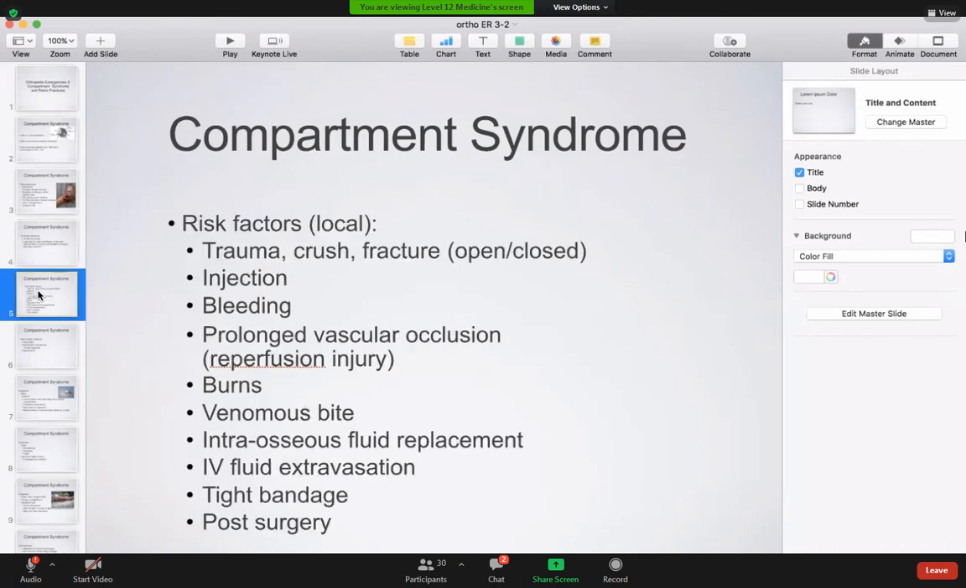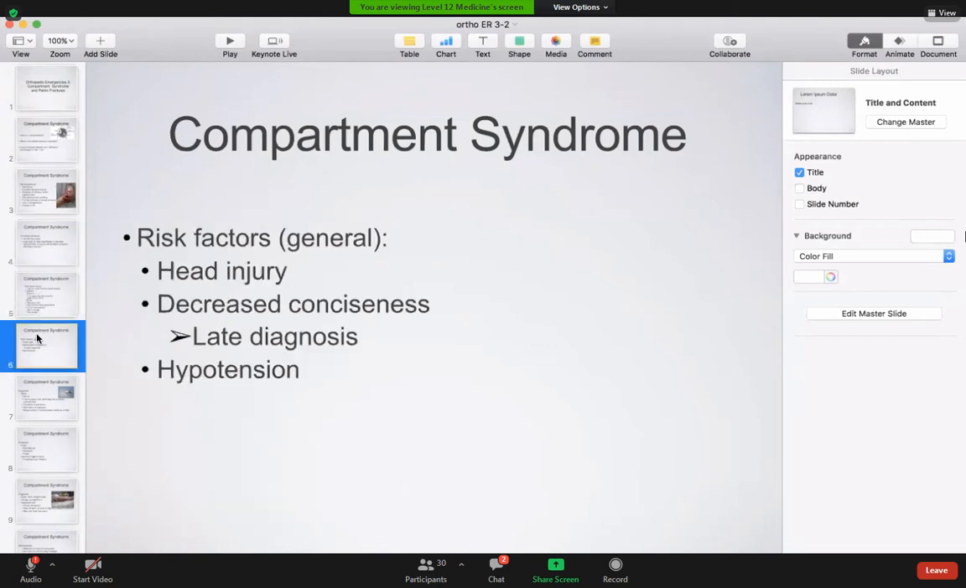Risk factors: trauma, injection, as we mentioned, bleeding, prolonged vascular occlusion and then reperfusion, burns, snake bite, intraosseous fluid replacement, IV fluid extravasation, tight bandage, and also post-surgery this can happen. Also, there are some general risk factors like head injury, decreased consciousness, because that will lead to missing the diagnosis, and also hypotension, as we mentioned, can sometimes affect the blood supply delivered to the limb.